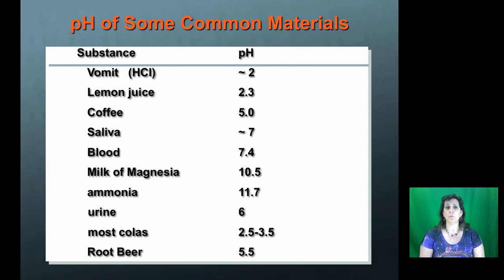Lemon juice is around 2.3, coffee is around 5, not too acidic. Saliva is around 7, blood is right at 7.4. Milk of magnesia is an antacid medication. It's around 10.5. Ammonia is a cleaning agent. It's 11.7. Urine is 6. Most sodas are 2.5 to 3.5, but root beer can get up to 5.5. It doesn't have the same acids in it as most sodas. So actually root beer is better to drink on your teeth than soda.